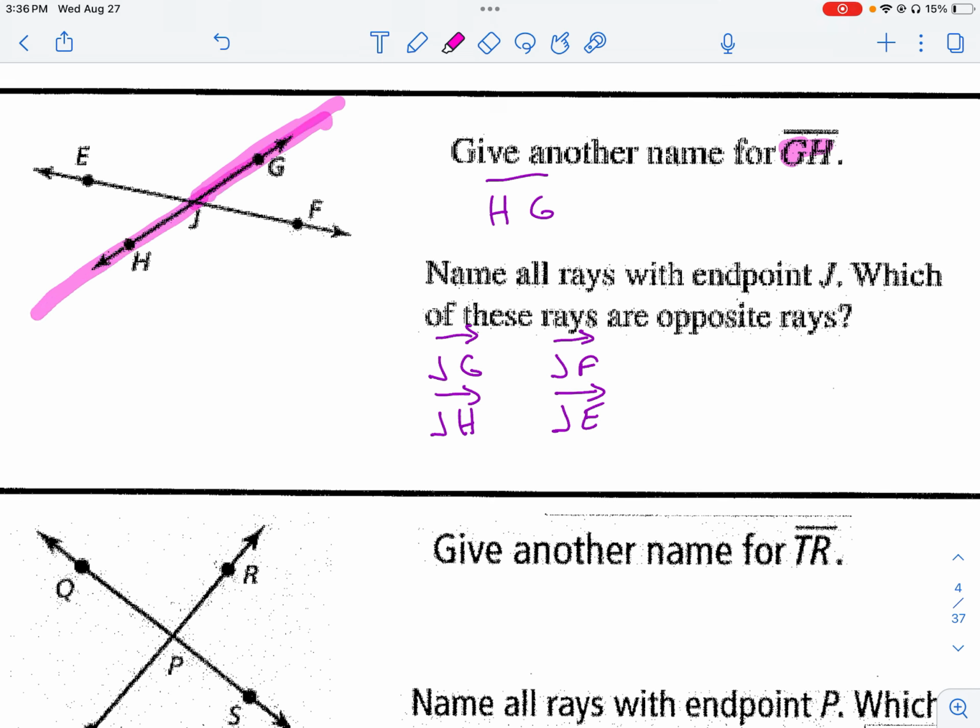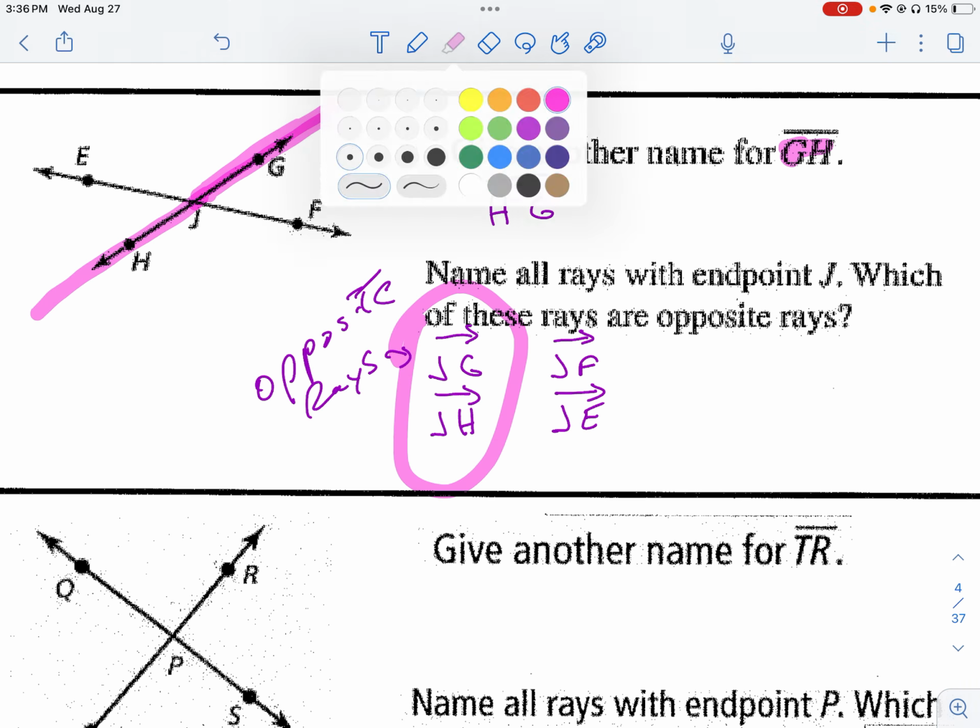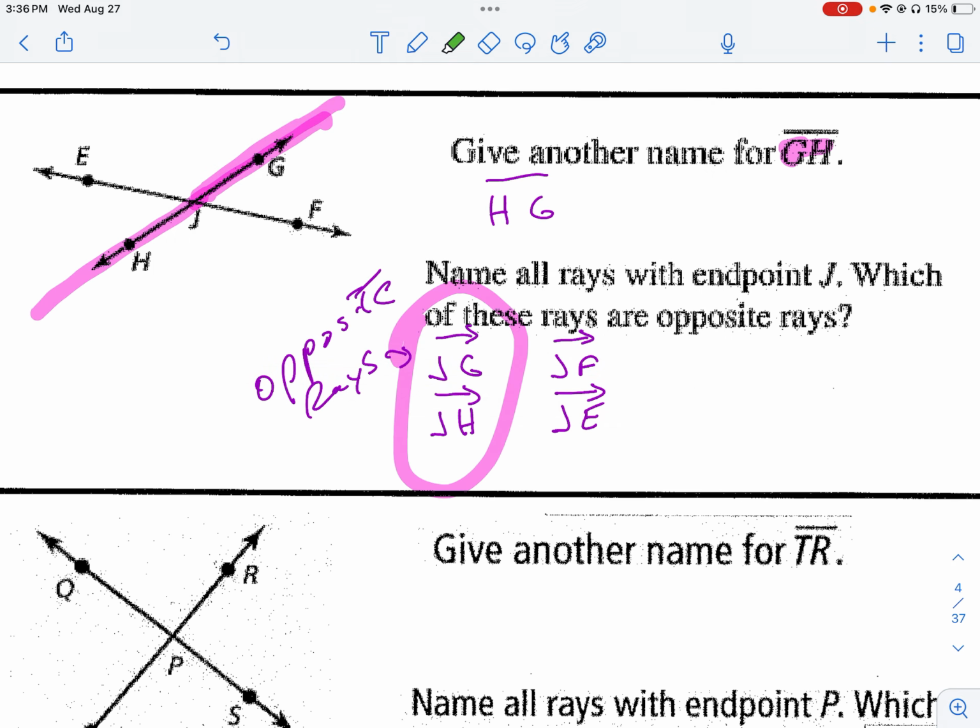How about JG and JH? They do form a line. So these are going to be opposite rays. What about JF and JE? Also form a straight line, also have the same endpoint, so they are also opposite rays.